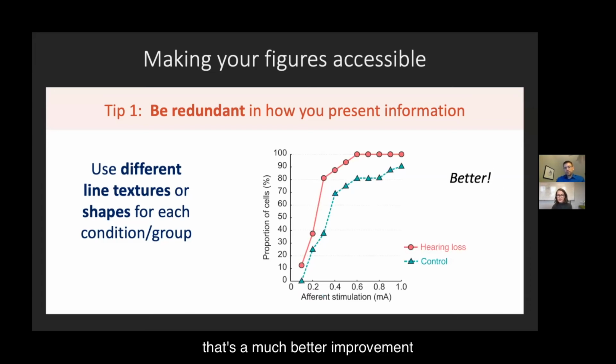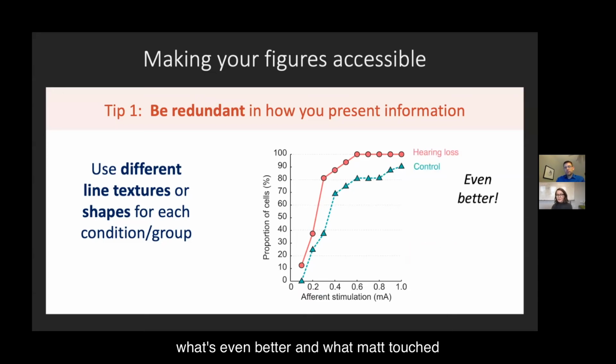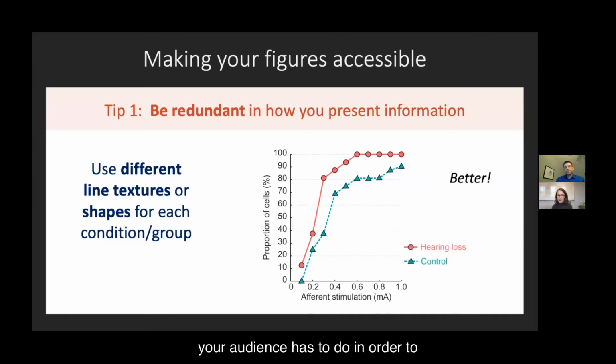that's a much better improvement. The two groups are more easily distinguishable. What's even better, and what Matt touched on, is it is helpful to have the labels next to the data that it represents. And again, you want to reduce the effort that your audience has to do in order to interpret your data.